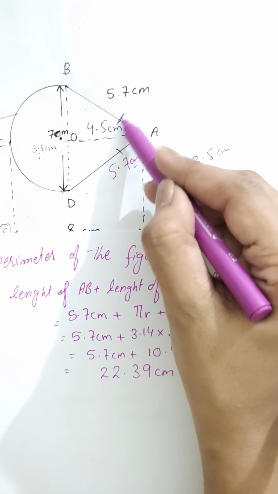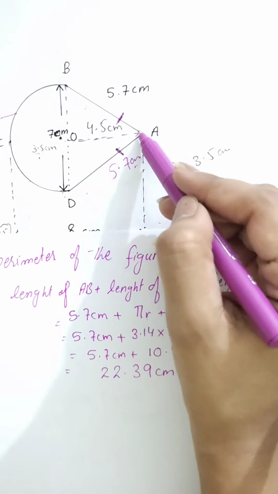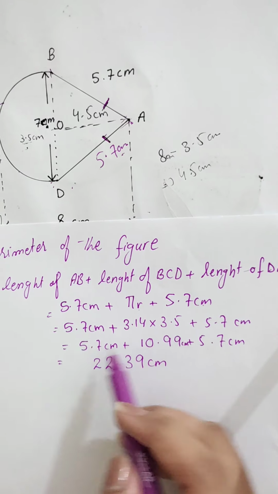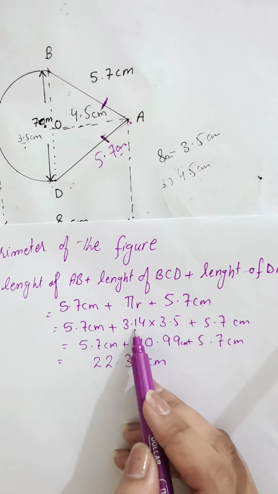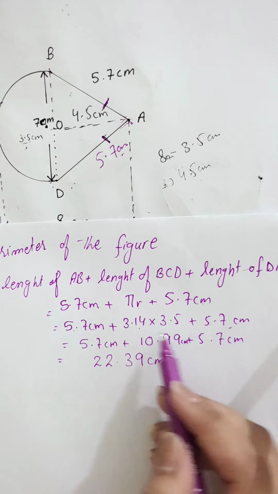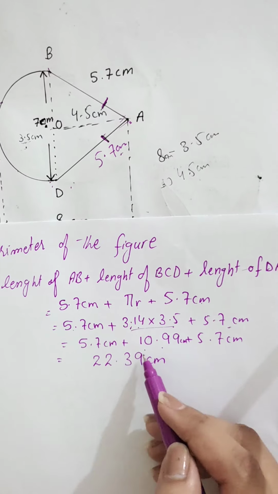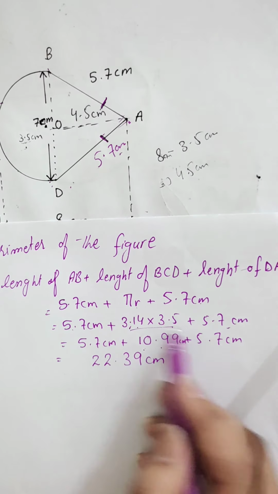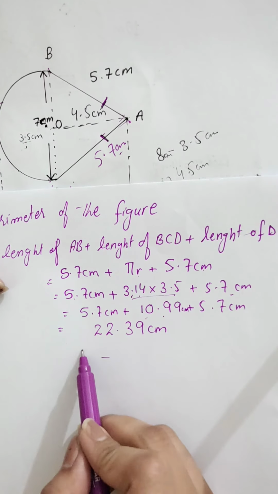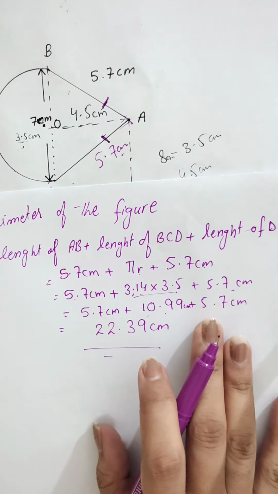These two lines tell us both are equal. AB and AD both are the same. So 5.7 plus the value of pi, 3.14, multiplied by 3.5, plus 5.7. After simplification, you will get the answer 10.99 centimeter. You can also round off and write 11, but I am using the accurate value. At the end you will get the answer 22.39 centimeter, which is the perimeter of the required shape.